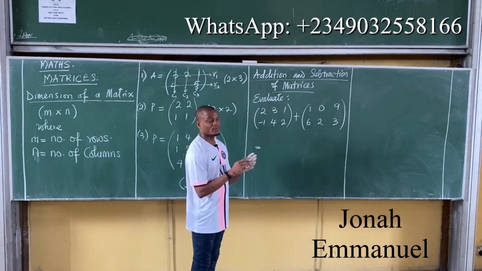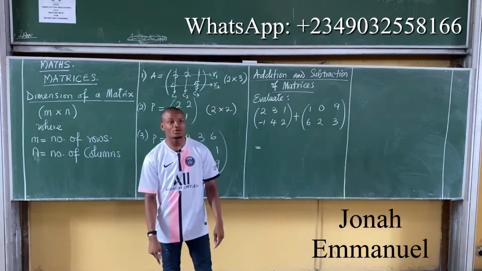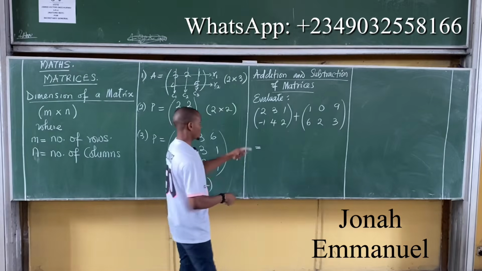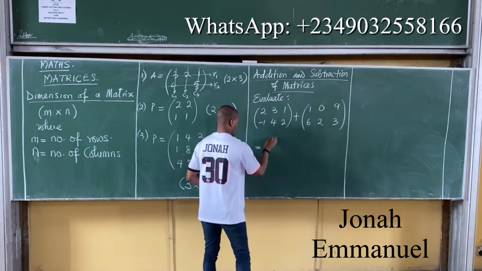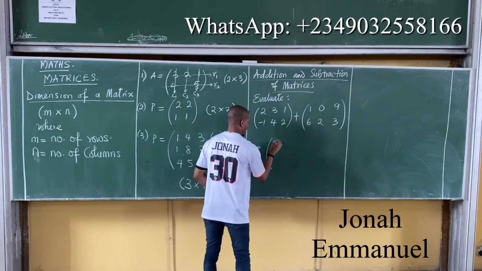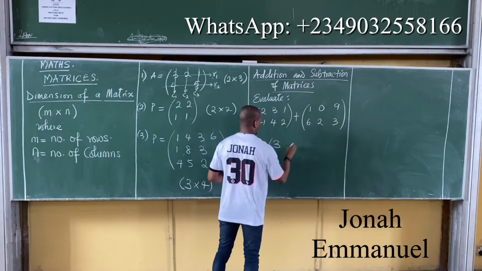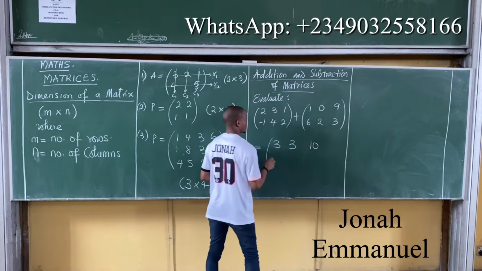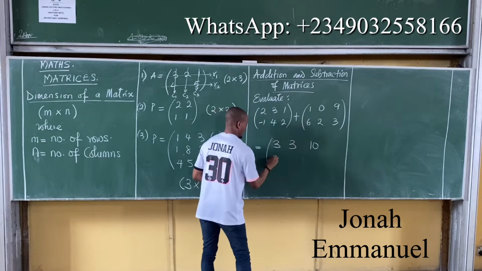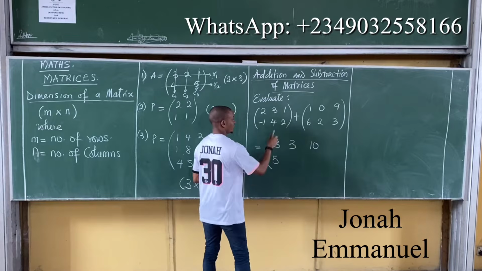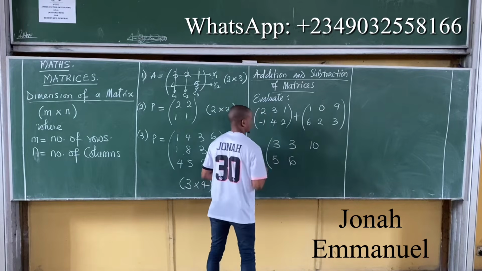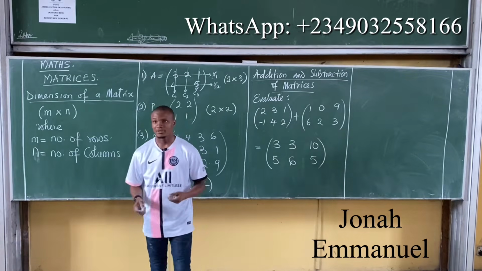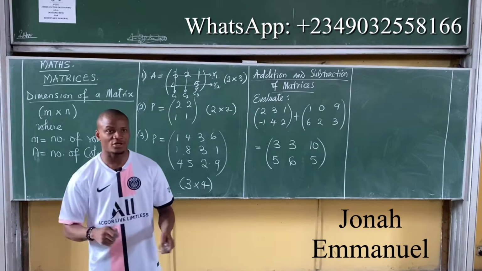You can add. When it comes to adding matrices, you just add corresponding positions. I'll take this and this: 2 plus 1 is 3, 3 plus 0 is 3, 1 plus 9 is 10. Minus 1 plus 6 is 5, 4 plus 2 is 6, 2 plus 3 is 5. That's it. Just add corresponding positions.